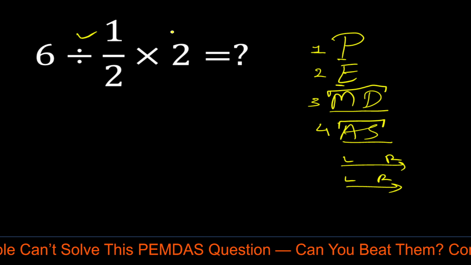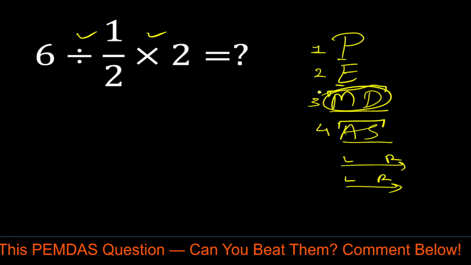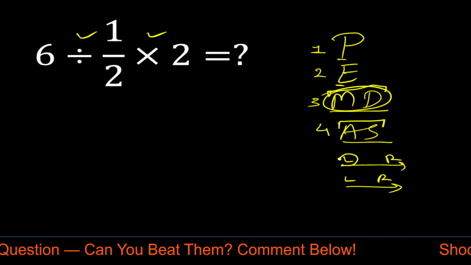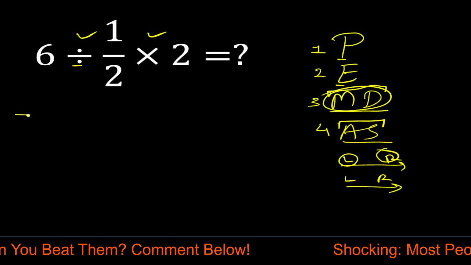Also addition and subtraction both have equal priority, so we have to solve it from left to right. So in this question here we have division and here multiplication. So multiplication and division both have equal priority, so we have to solve it from left to right. So first we have to solve this division, right?